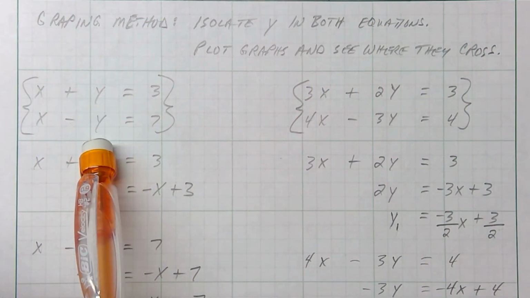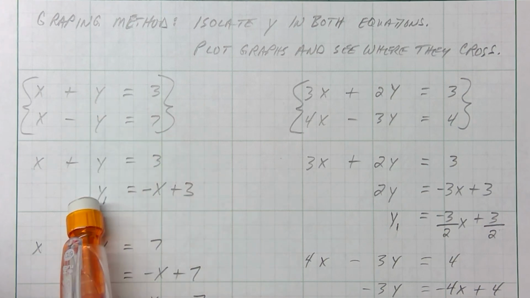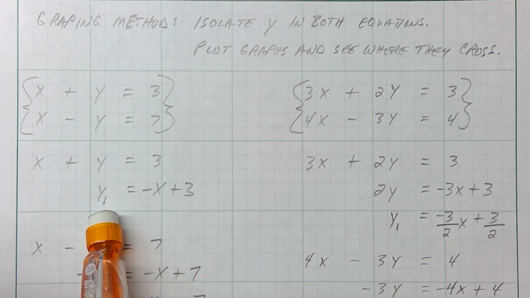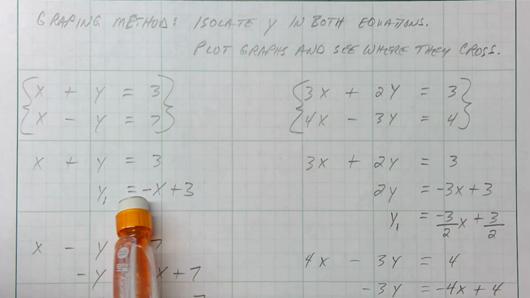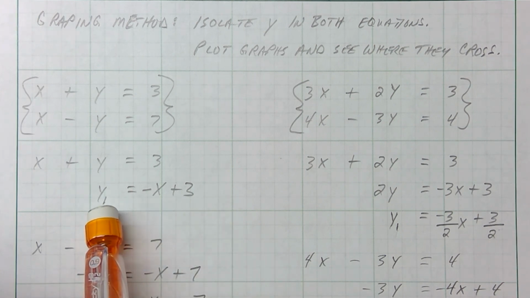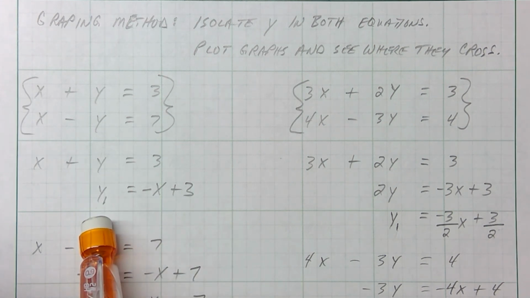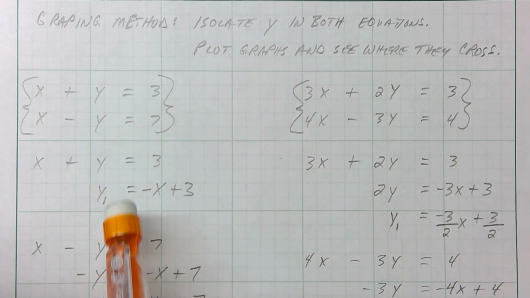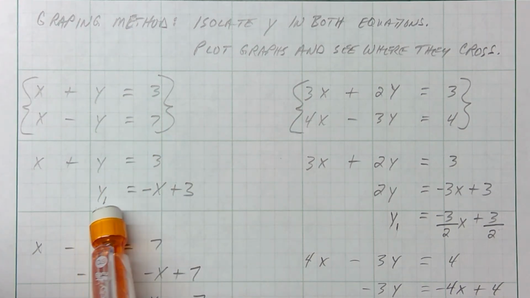So given this system here, I'm going to work on the first equation. I'm going to get the y alone. So I'm going to minus x, and I like to put the minus x right after the equal sign, and then my 3 is still positive. So I'm going to call this my first equation. y1 is negative x plus 3. Same thing as this up here. I just reorganized it so that the y was alone.